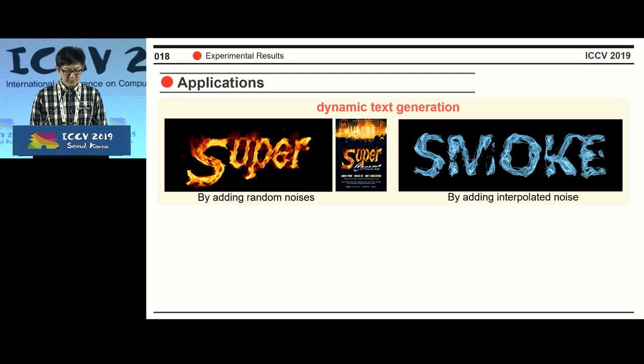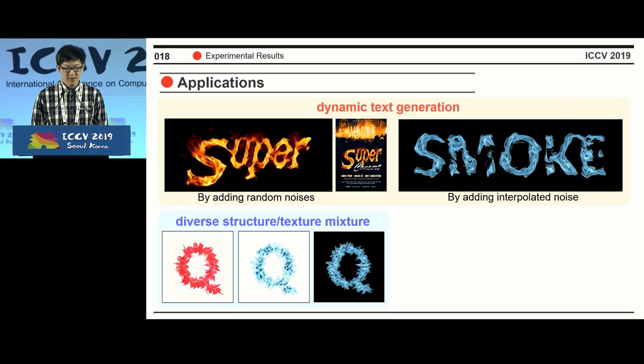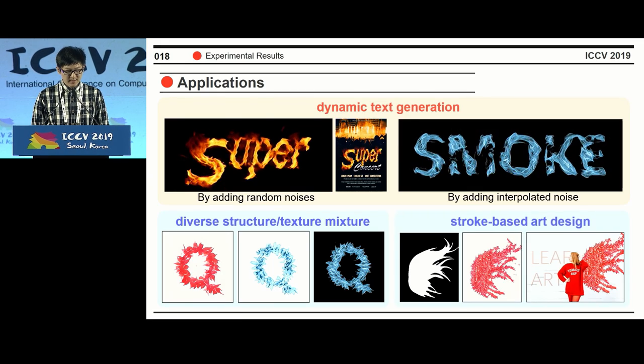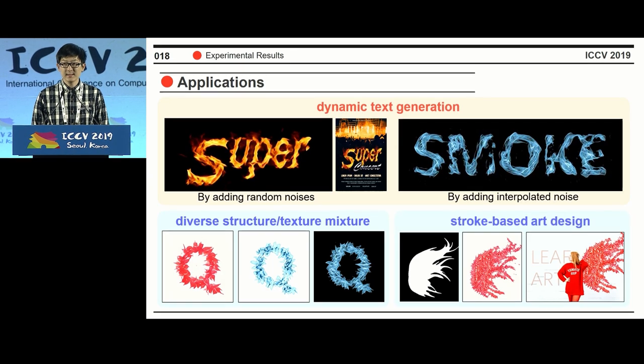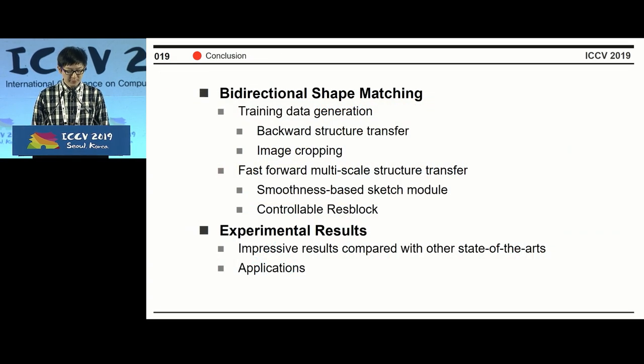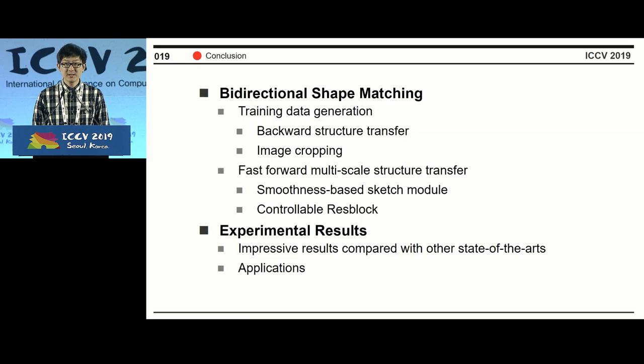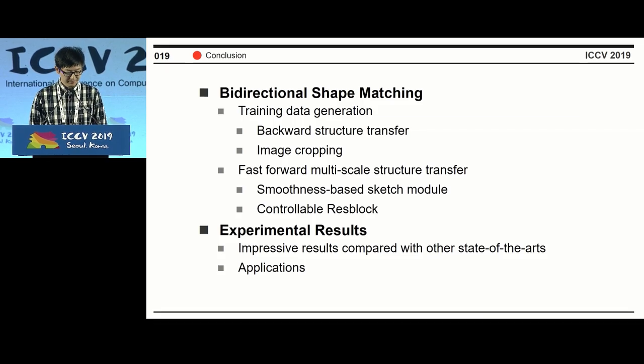Our model can also be used for dynamic text generation. We can also combine different shape and texture styles to create some brand new styles, or extend our model to symbol and icon stylization. To conclude, we solve a new controllable artistic text stylization problem through our bidirectional shape matching framework, showing impressive results in several applications.